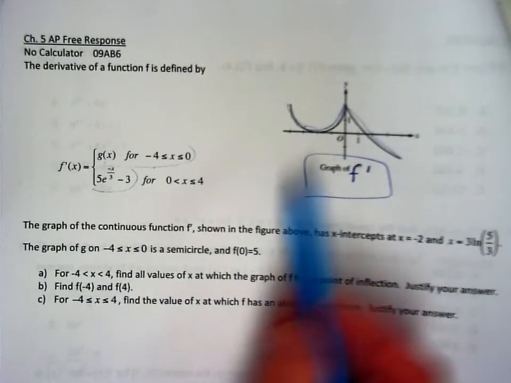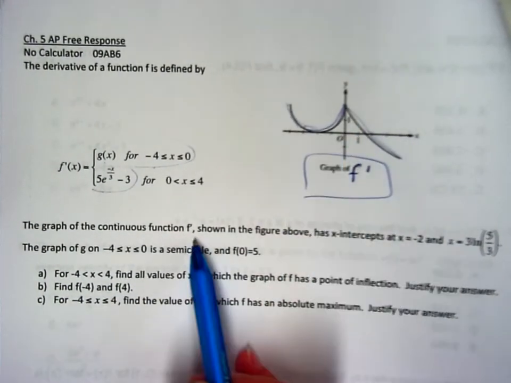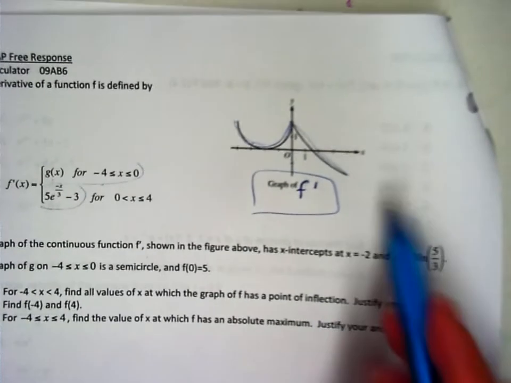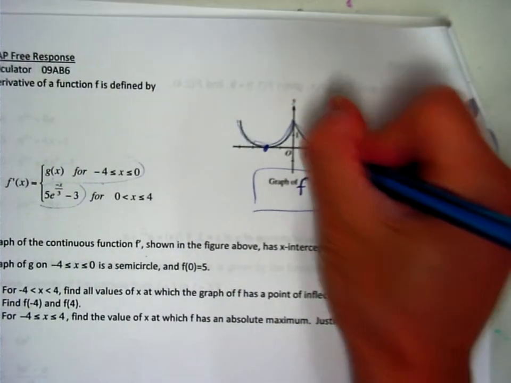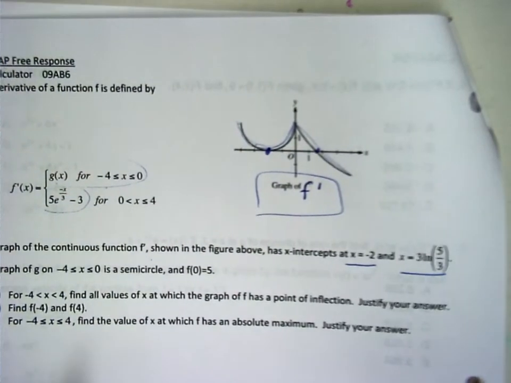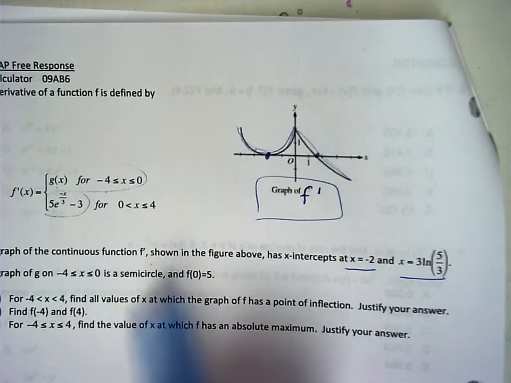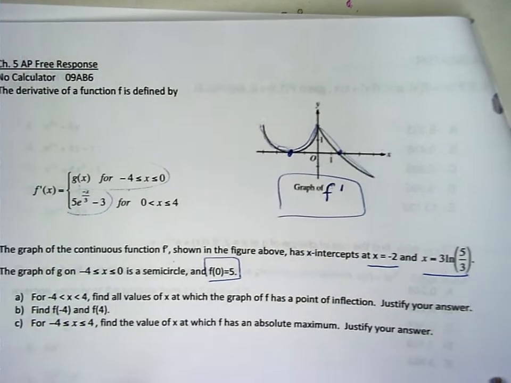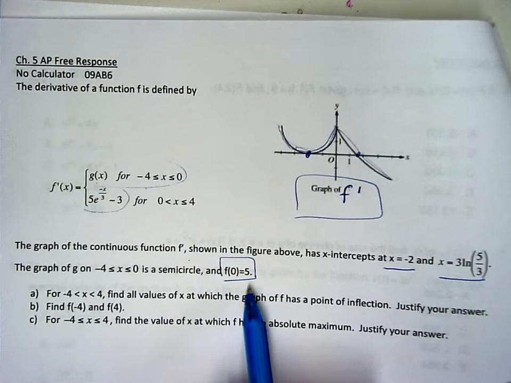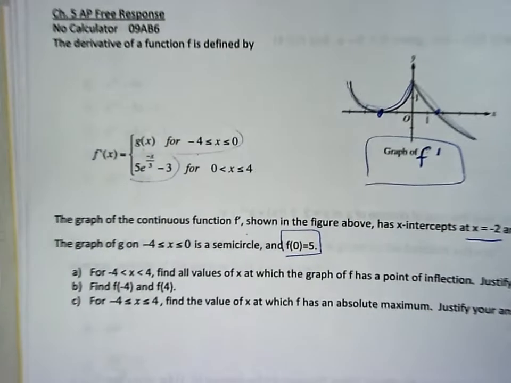Okay. And it tells us that the graph of this f prime is continuous, which we can see. And then this point right here is -2. And this point right here is 3 natural log of 5/3. Those are your x-intercepts. And this is a semicircle. And then they actually give us a point on f, which is not shown, but they do tell us that f of 0 is exactly 5.